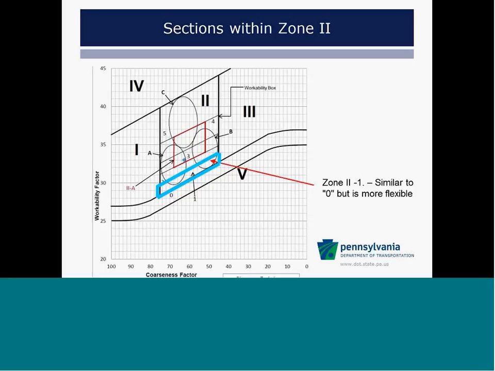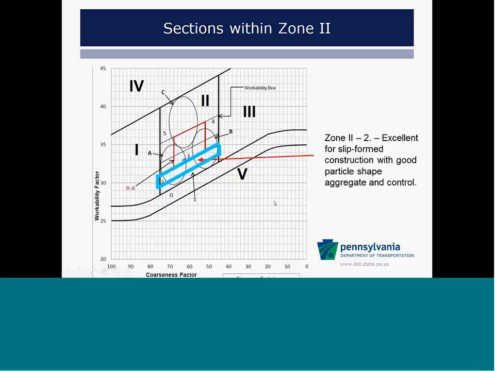Now the sections within Zone 2. There are several rectangular sections going up Zone 2. Zone 2.1 is similar to 0, getting toward the well graded, but hard to control the stockpile. It's similar to 0, except that it's a little more flexible. Zone 2.2 is actually for slip form construction, with good particle shape and aggregate control.